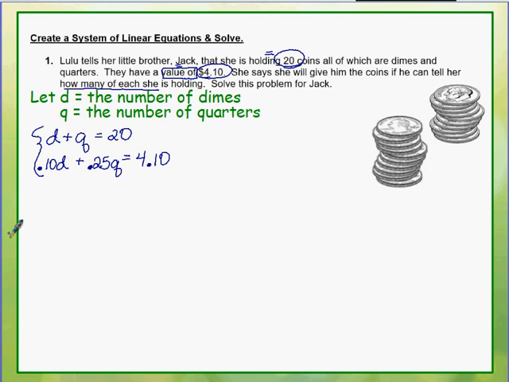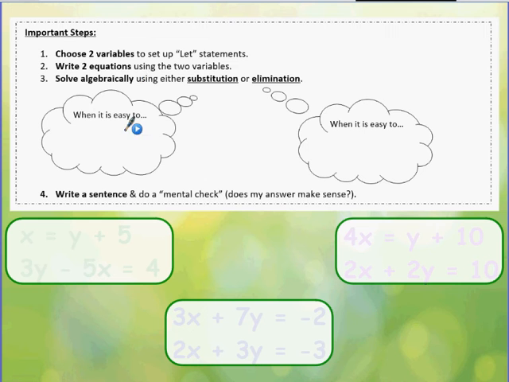Before we solve the problem, we need to choose which method might be better. So let's put this problem on hold for a second, and look at the notes at the bottom of our page. So far, we have completed a few of these important steps. We have chosen two variables by setting up let statements. We have written our two equations using those two variables. We're up to the step where we need to solve algebraically using either substitution or elimination.